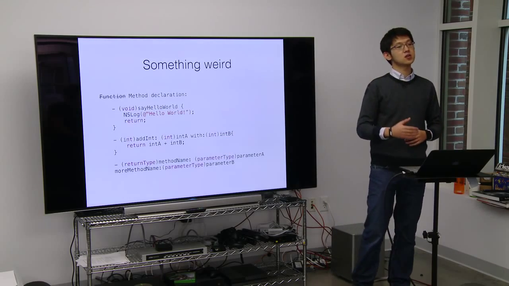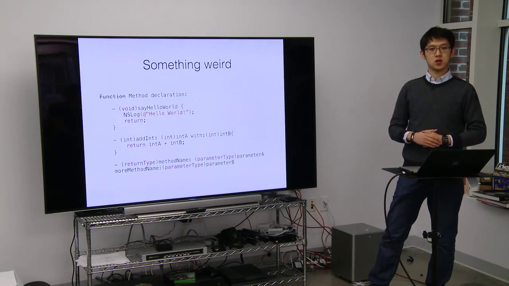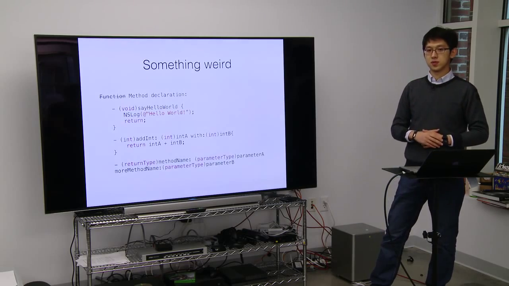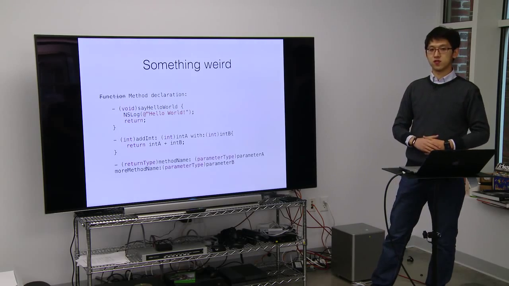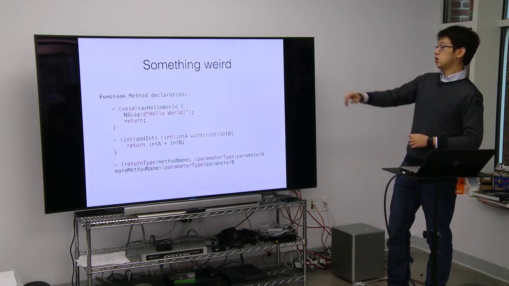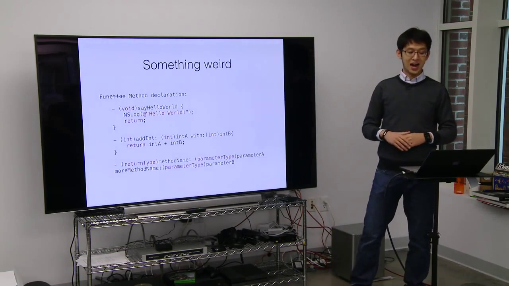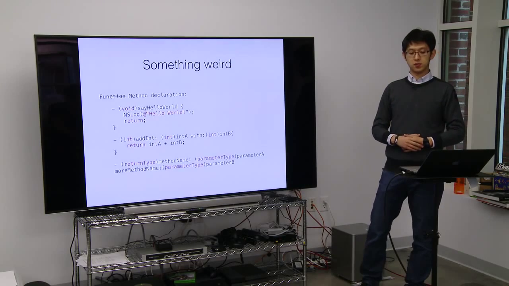We have a minus sign to begin with. The minus sign could be a plus sign sometimes, based on what kind of method it is. Method is basically another name for function, and we're going to explain that later when we're talking about object-oriented programming. You first specify the return type inside parentheses, after which comes the method name.